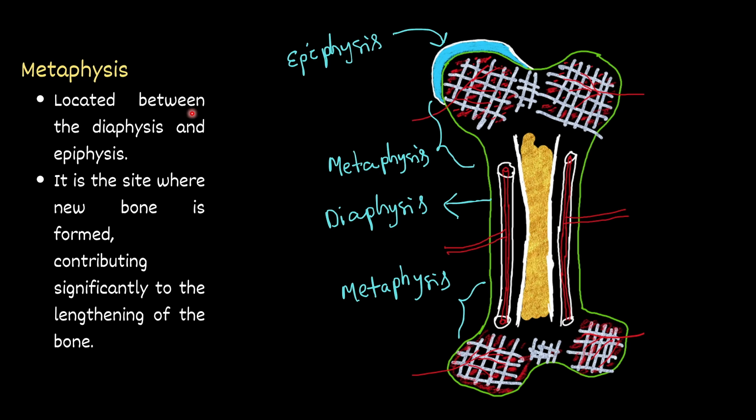Metaphysis, located between the diaphysis and epiphysis. You can see, this is the epiphysis and this is the diaphysis. So this part of the long bone is called the metaphysis. It is the site where new bone is formed, contributing significantly to the lengthening of the bone.